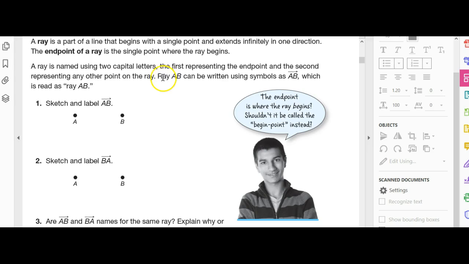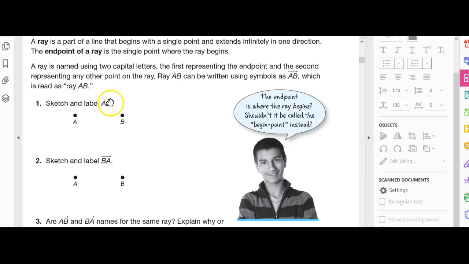Okay, so the property of a ray: it is a set of points that starts at a single point and moves in one direction forever. So what are some properties of it? Well, it has a location and it has a direction, but it doesn't have a length, because it goes forever, so it can't be measured.